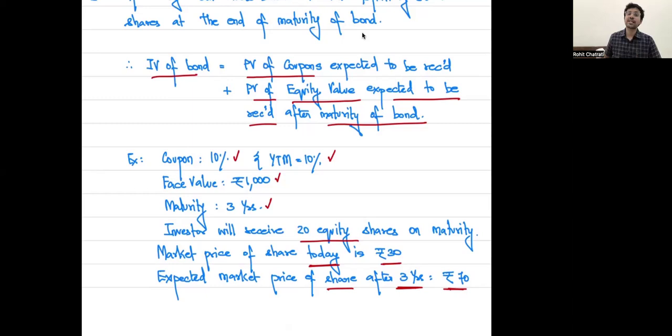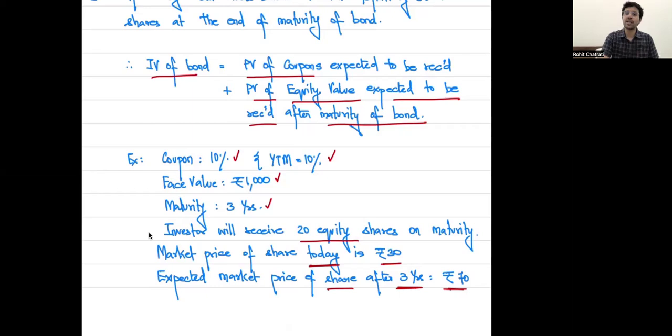So the share price that is going to prevail at the end of third year is 70 rupees. I am going to receive 20 shares for every bond. Therefore, the equity value is going to be 70 multiplied by 20, which is equal to 1400. All right, 1400 is the expected share value at the end of third year. Remember, you should not be taking only rupees 70 at the end of third year, because for every bond, you're receiving 20 shares. Therefore, the equity value at the end of third year should be 70 multiplied by 20.